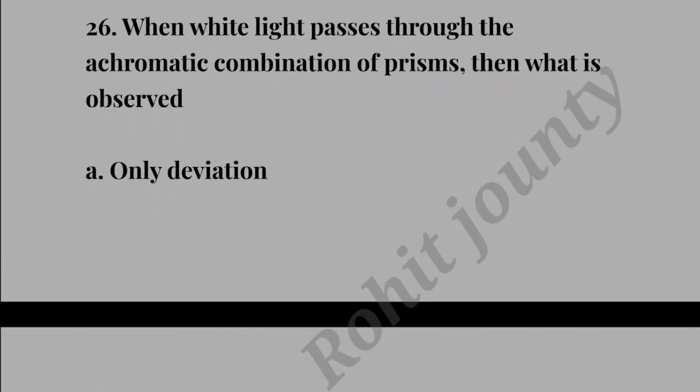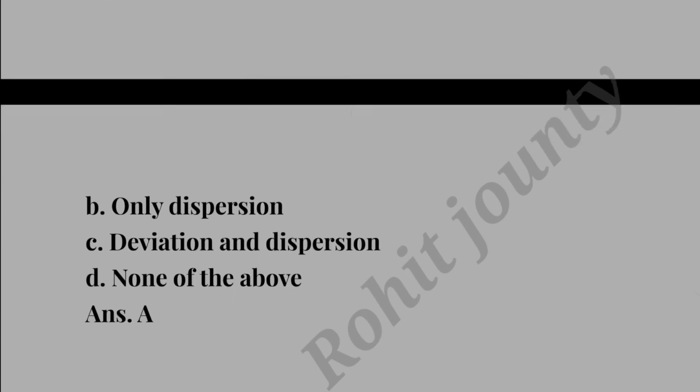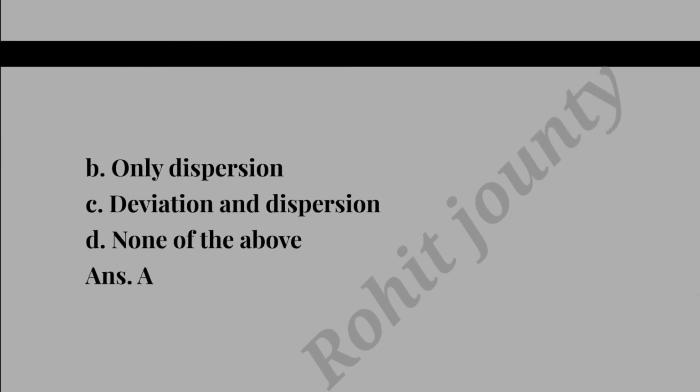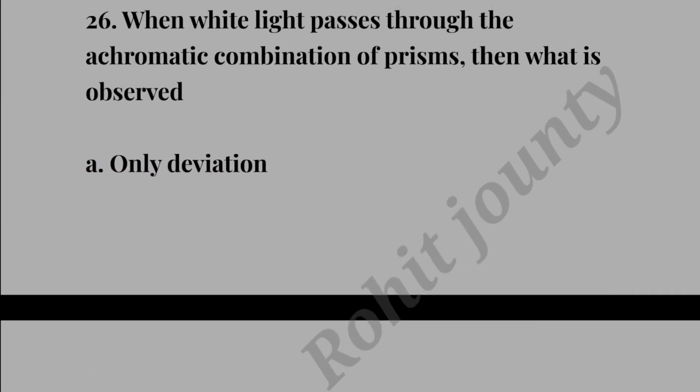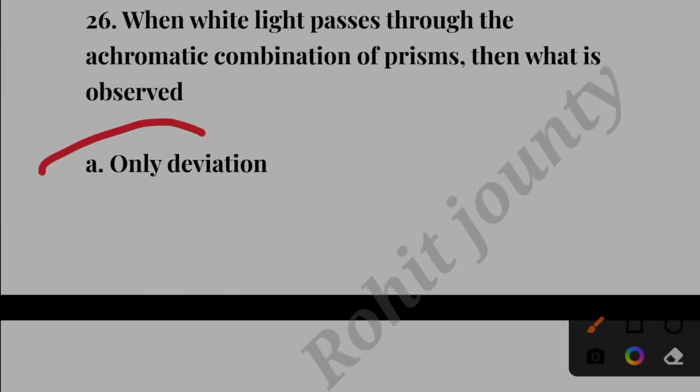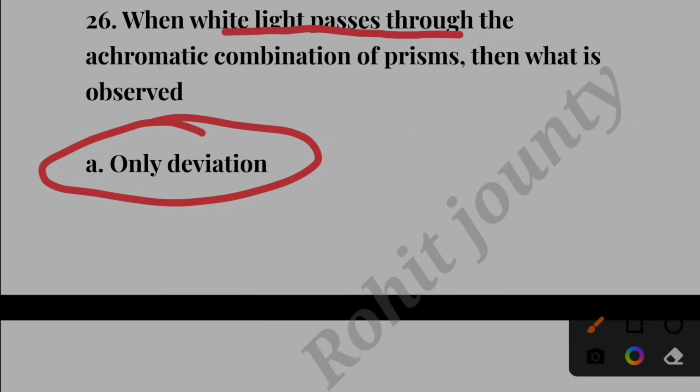Question number 26. When white light passes through the achromatic combination of prisms, then what is observed? Option A only deviation, option B only dispersion, option C deviation and dispersion, option D none of the above. The correct answer is option A only deviation. When white light passes through the achromatic combination of prisms, only deviation is observed. Option A is the correct answer.